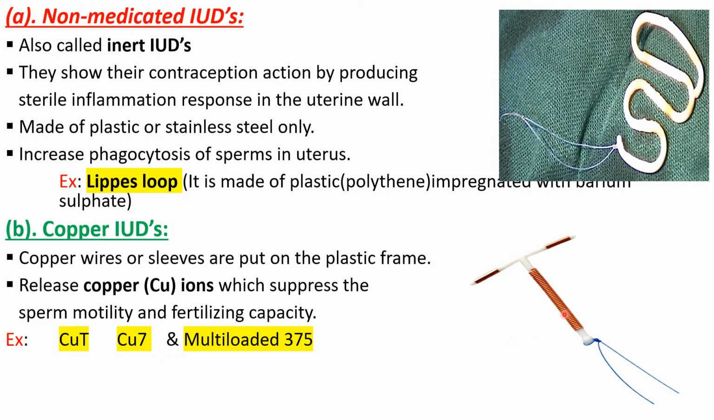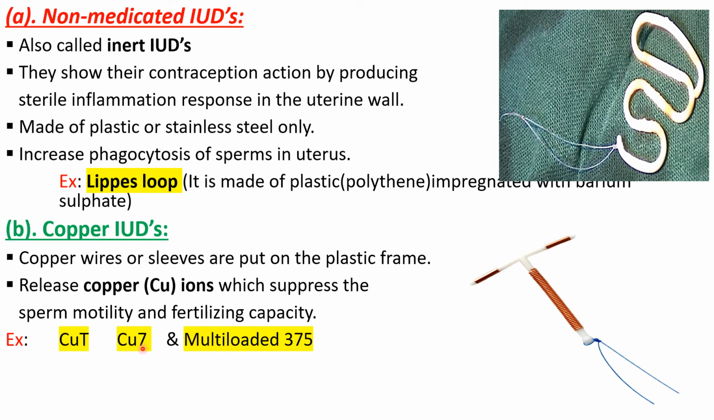So what is the main use of the copper intrauterine devices? One is suppressing the motility, inhibiting the movement of the sperms. Another is reducing the fertilization capacity of the sperms. Here some examples are given for copper IUDs. One is Cu-T, copper T, another one is Cu7, copper 7, another one is multiload 375. Of course, other types of copper IUDs are also available. Each copper IUD differs from the others by the amount of copper it has.